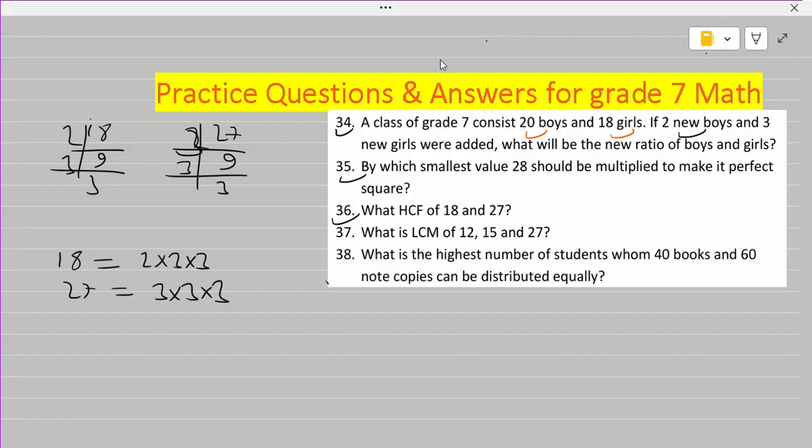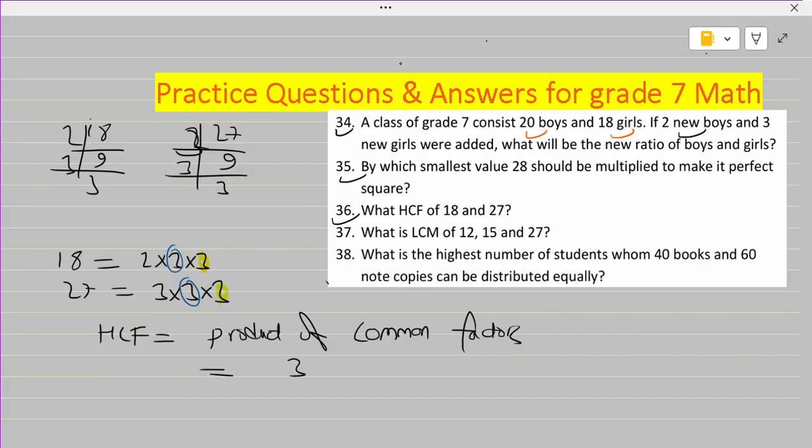And now you see the common terms or common values. So 3 is common here, is it? And next there is another 3 also common, is it? So their product we take, which will be the HCF. So HCF is equal to the product of the common factors. The common factors are 3 and 3, so their product is 9. Therefore HCF is equal to 9. So done, that's number 36.